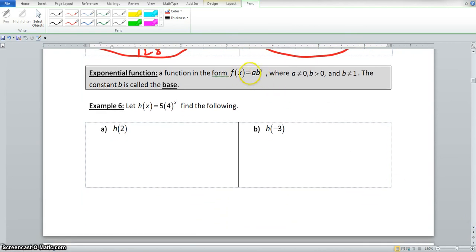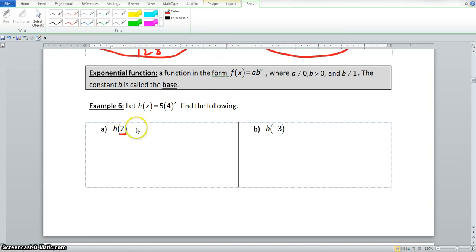Okay, now we have exponential functions. A function in the form f of x is equal to a b to the x, where a is not equal to 0 and b is greater than 0 and b is not equal to 1. The constant b is called the base. It says let h of x is equal to 5 times 4 to the x. Find the following. So what we need to do here is take this 2 and substitute in for every place that x occurs.